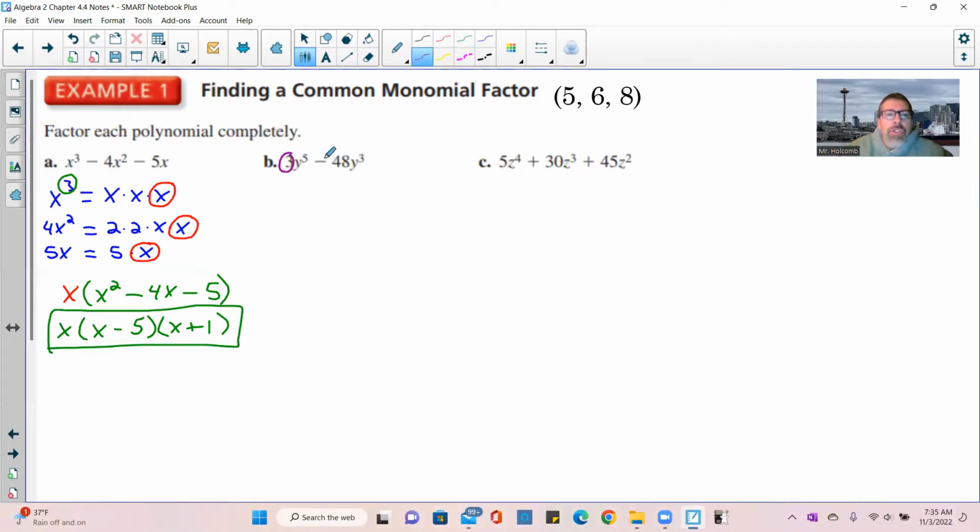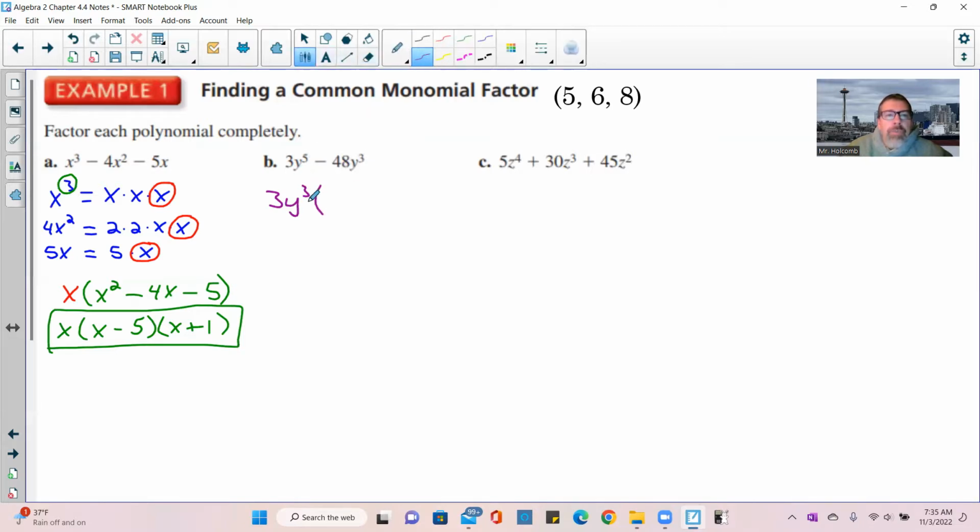I look at the coefficients first, 3 and 48. 3 will go into 4 once with a remainder of 1. 3 will go into 18 6 times. So I can factor out a 3. All right, so then I look at the y's, and I want to take the smallest power. Like over here, there were 3 x's in this one, 2 x's in this one, and 1 x in this. So the most you can factor out is the lowest amount, which is 1x. And that's why we took 1x out here. I have 3 y's here. I have 5 over here. So I can take out y to the third.